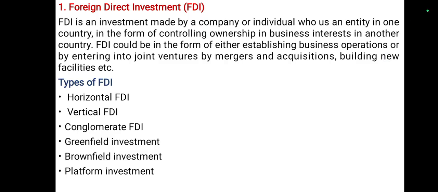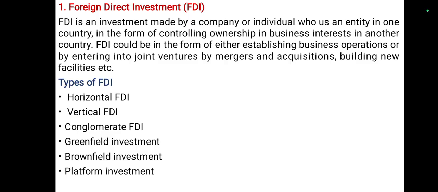Next we have the greenfield investment. Greenfield investment is a type of foreign direct investment where the parent company builds its operation in a foreign country from the ground up. From the ground up means from scratch, they are going to build a new factory or office. There is no existing building or any company. If you are going to build a new company from scratch, then it is called greenfield investment, or greenfield foreign direct investment.